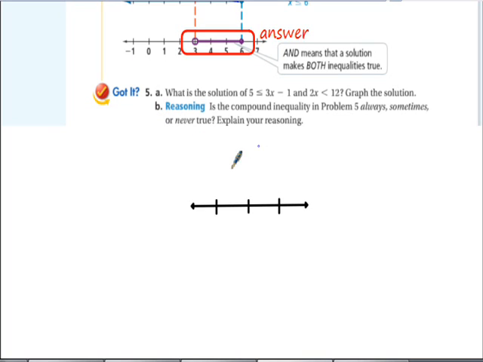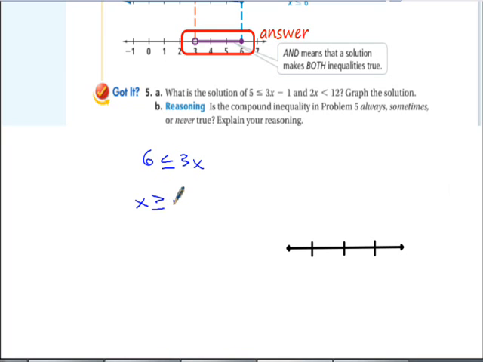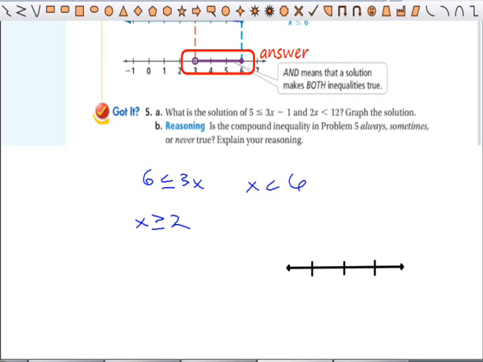So let's see, we have 5 is less than or equal to 3x minus 1. We'll add 1 to both sides. So we have 6 is less than or equal to 3x, and so we have x is greater than or equal to 2. Over here, we just divide both sides by 2, and we get x is less than 6. Okay, let me add a couple marks in here to our number lines so we can have all the numbers we need.